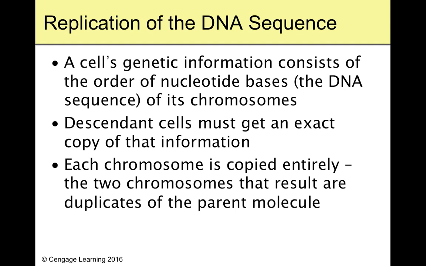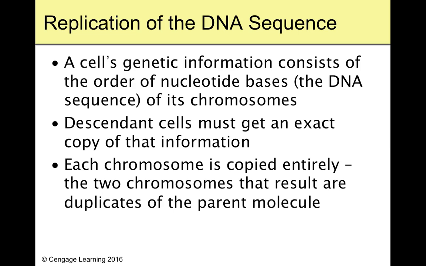So when we go to replicate our DNA, the cell's genetic information consists of basically the order of our nucleotide bases: A, T, C, G, C, C, A, T, T, G, C, that kind of stuff. That's information, and that information is all contained in our chromosomes. So our descendant cells, whether you're making more hair cells or skin cells or liver cells or sperm or egg, if it's for reproductive cells, they've got to get the exact copy. They can't get deviations in this information because that can be really a bad deal. Now, sometimes that happens. Sometimes it's not such a bad deal. But we want to get an exact copy if we can.